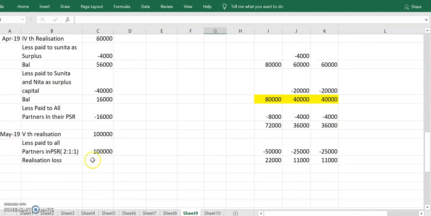So thank you, students. This is your question number 2, which is unsolved in your question sheet.